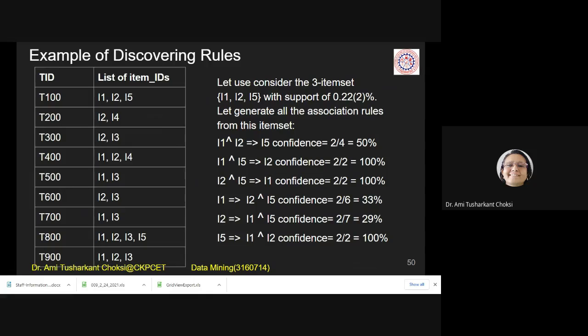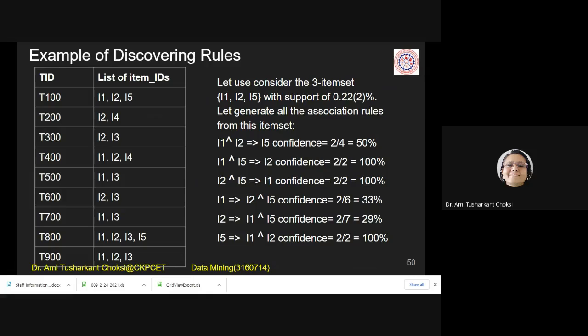Which item set? A 3 item set, because we have 3 items in this item set. Now from this we want to derive the rules, as well as find the confidence of these rules and check whether they are acceptable or not. So let us first count the confidence so we can have the idea.